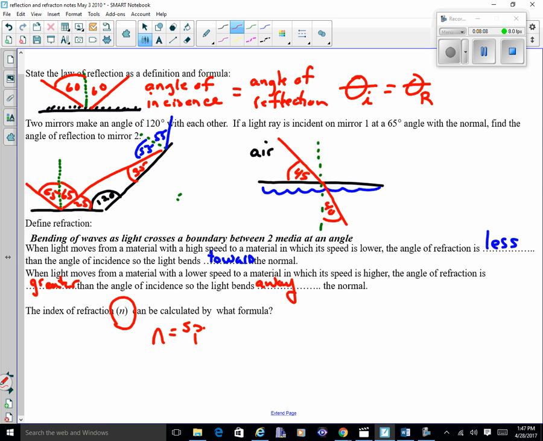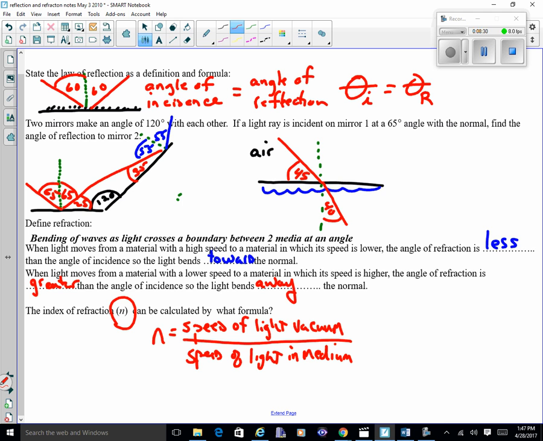in a vacuum and divide that by the speed of light in the medium. So that'd be like the speed of light in air or water or whatever. So let's just put that down as C, which is the speed of light. V is going to be the speed of light in the actual medium.